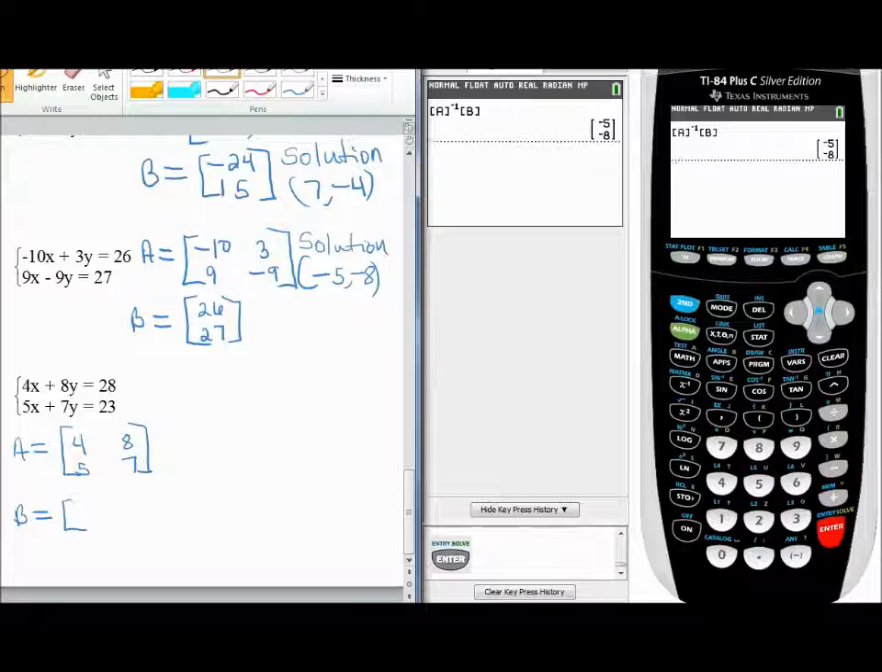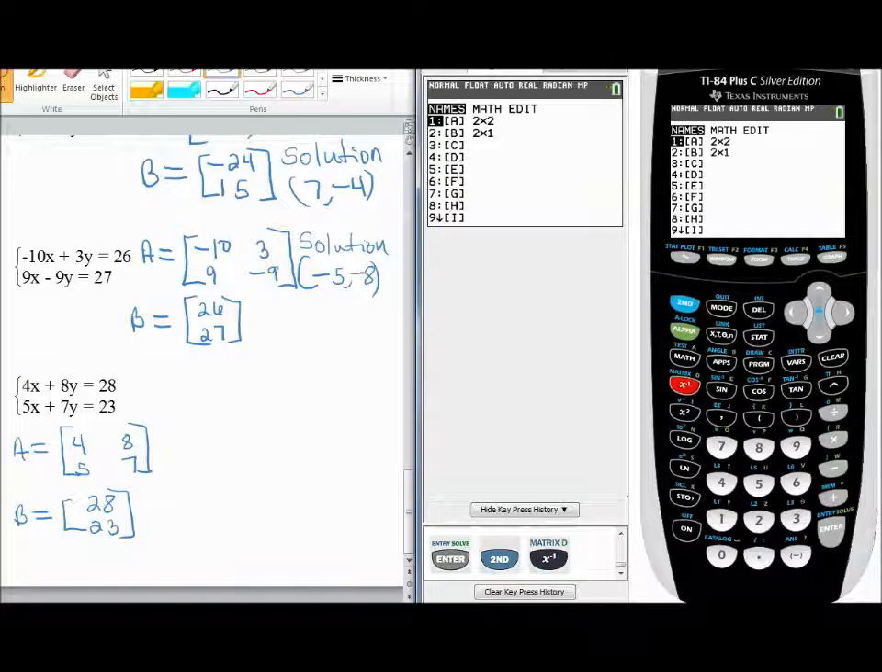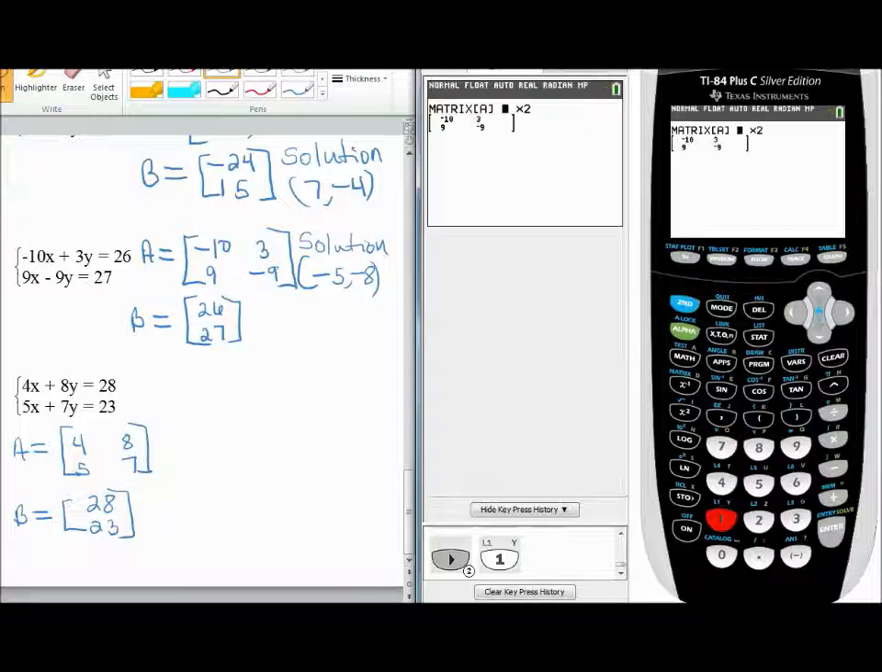Matrix B, 28, 23. Okay, those are not the entries that you use. Please correct it. Now let's go over here and enter my information. Second matrix. I'm going to enter data, so I have to edit. My entries are 4, enter, 8, enter, 5, enter, and 7.